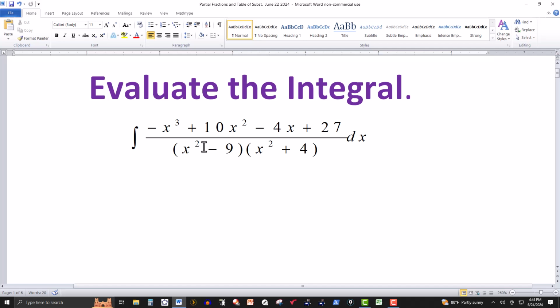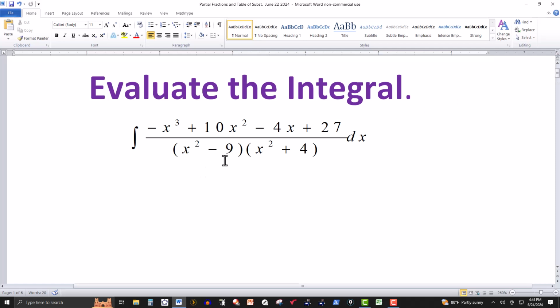Satisfies the conditions. Now you could confirm that it is in lowest terms by making sure that x minus 3 and x plus 3 do not divide the numerator. But just to make it easier here, I'll tell you that it is in lowest terms. So all we have to do here is continue with the process of partial fraction decomposition.